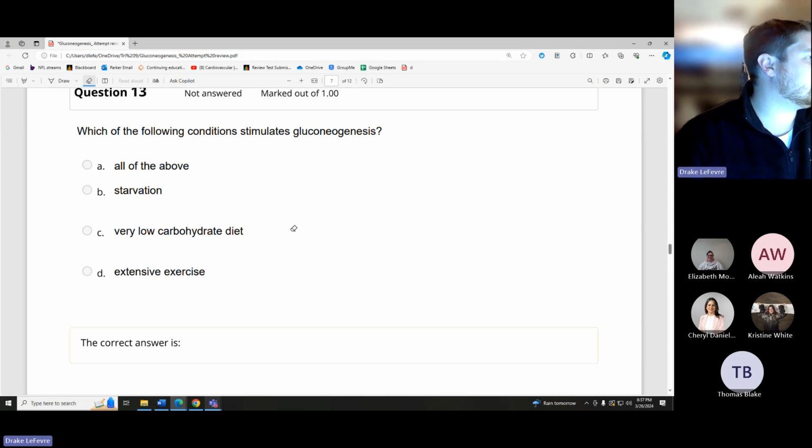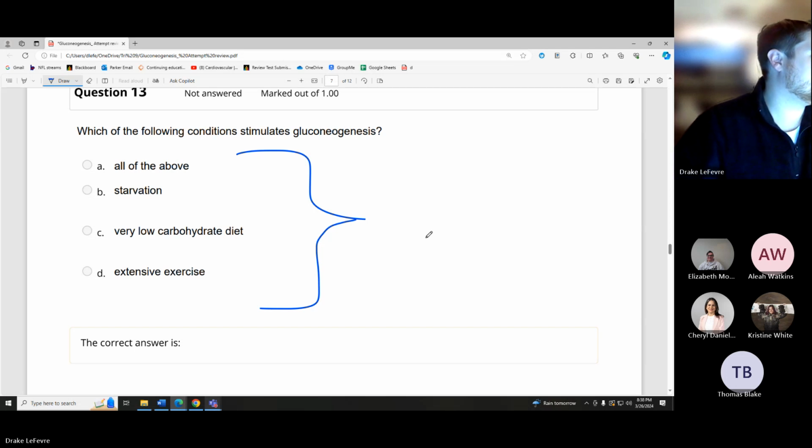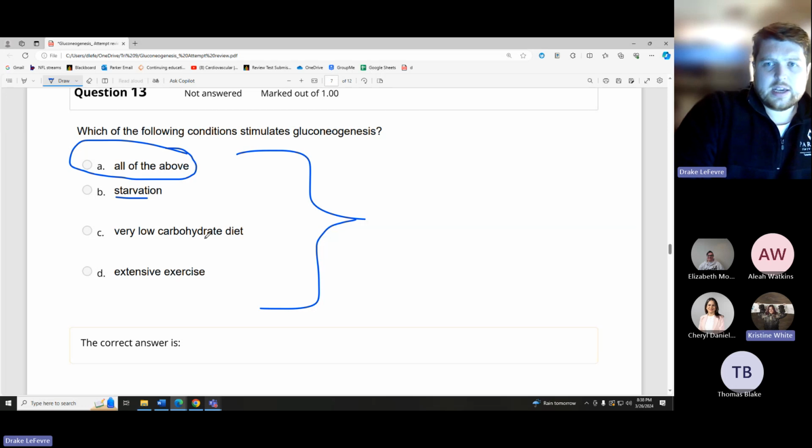Which of the following conditions stimulates gluconeogenesis? A very low carbohydrate diet, extensive exercise, or starvation? Basically, the question is saying, in which of these conditions do we need to make more glucose? All of them. Yeah. All of the above. Because if we're starving, right? Starvation, we talked about this.